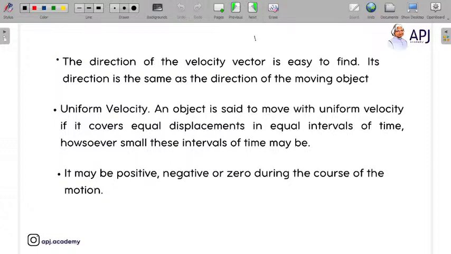When you don't cover equal distance in equal intervals of time. When the time intervals are equal, 2 seconds, but the distance you cover in the first 2 seconds is 3 meters, the next 2 seconds you cover 10 meters, in the next 2 seconds you cover 20 meters. So the distance you are traveling is not equal in each successive equal time interval, because the time interval is still 2 seconds, but your displacement is not the same. Your displacement is different in each equal time interval. So that is your non-uniform velocity.